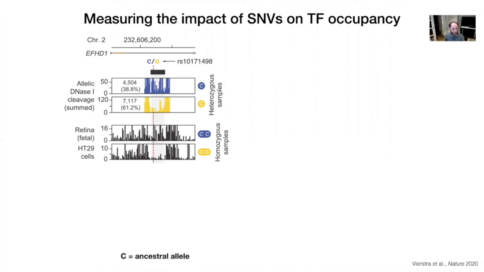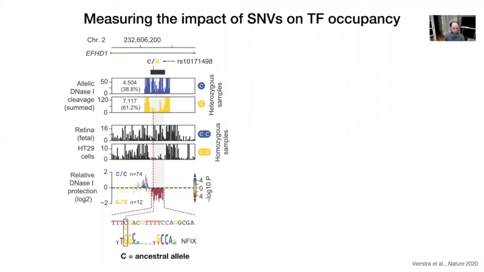We can also confirm this by performing our differential footprint test across the two alleles. This reveals the precise nucleotides that are affected by this variant and shows that the G allele is creating a strong NFIX binding site. So this means that the derived allele is creating a gain-of-function binding on the genome. While this might seem surprising, this actually occurs about half of the time.